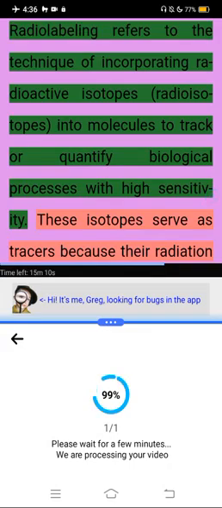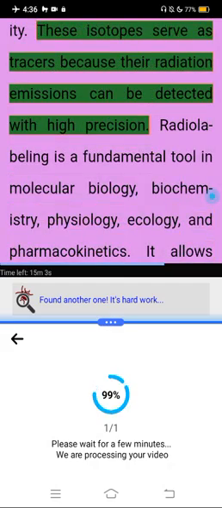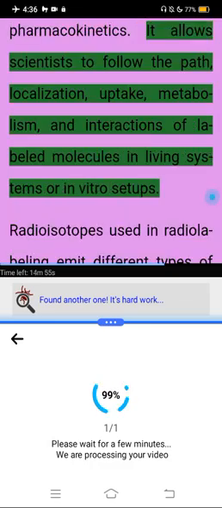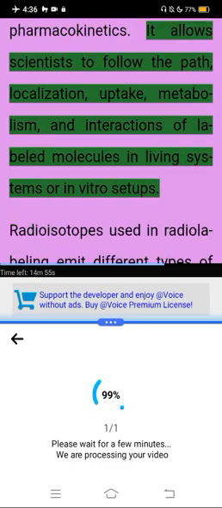Radiolabeling refers to the technique of incorporating radioactive isotopes, radioisotopes, into molecules to track or quantify biological processes with high sensitivity. These isotopes serve as tracers because their radiation emissions can be detected with high precision. Radiolabeling is a fundamental tool in molecular biology, biochemistry, physiology, ecology, and pharmacokinetics. It allows scientists to follow the path, localization, uptake, metabolism, and interactions of labeled molecules in living systems or in vitro setups.